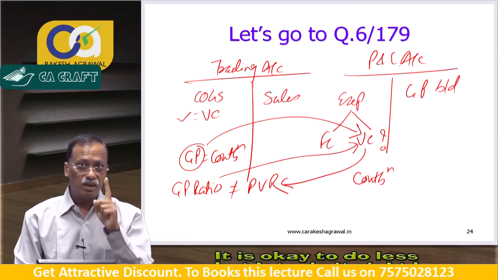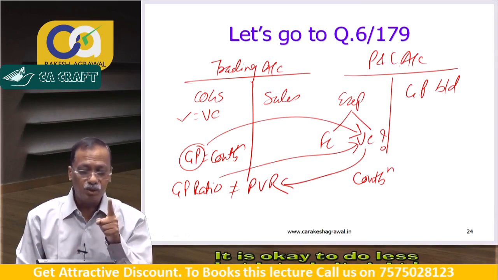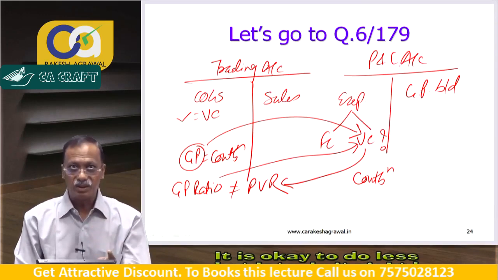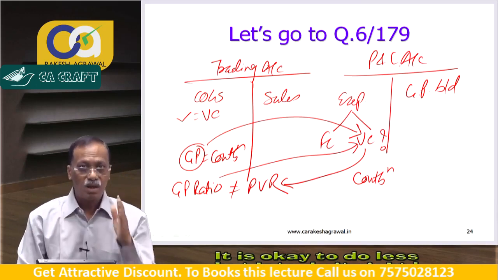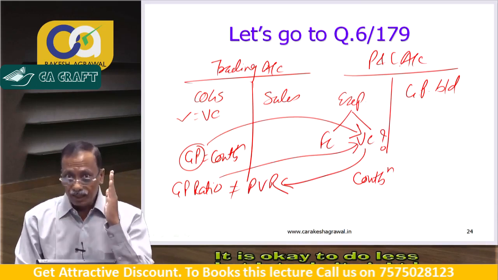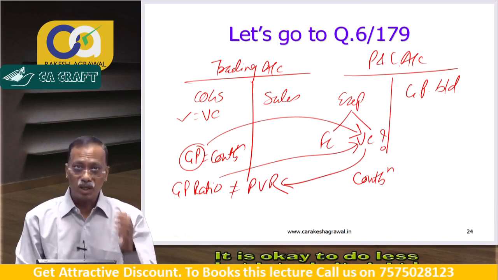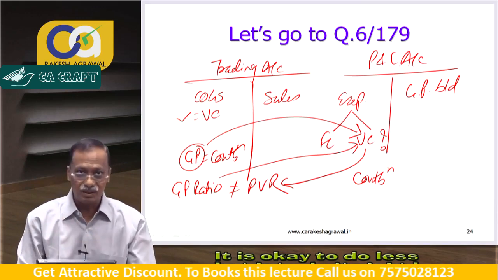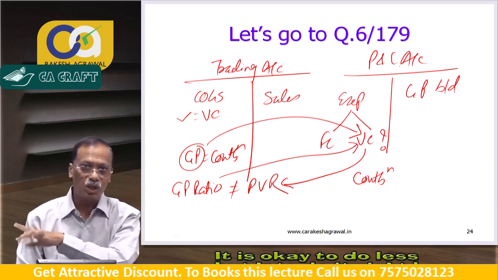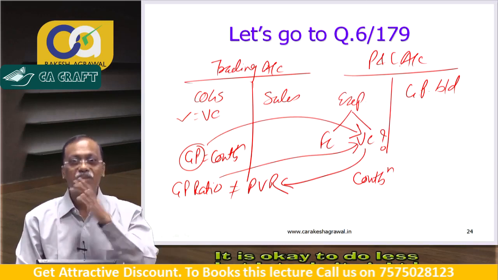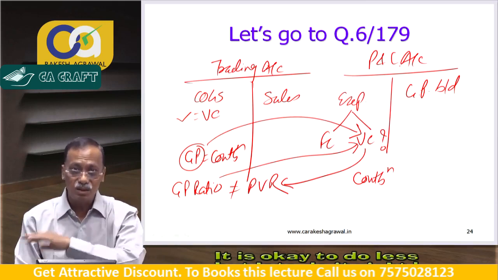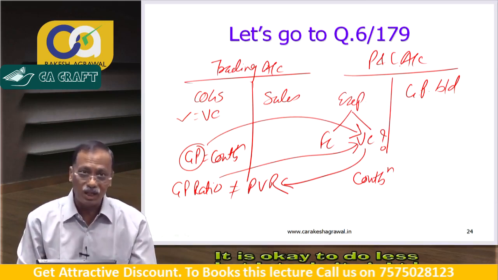Should I repeat? If all expenses debited to P&L account are fixed in nature, then gross profit ratio is equal to PV ratio. However, if expenses debited to profit and loss account are variable as well as fixed in nature, then GP ratio is not equal to PV ratio. Then you have to modify the GP ratio to get PV ratio, because you have to deduct some of the variable costs which are debited to P&L account also.